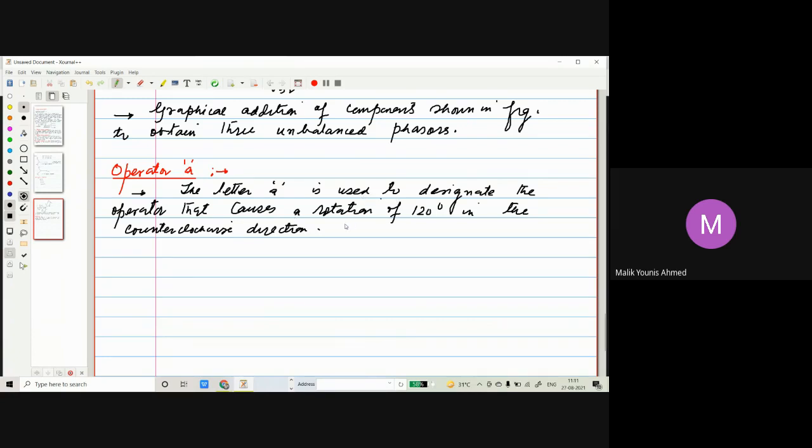Such an operator, so this is nothing but it's also an operator like J. Only difference here is it rotates the phasor by an angle of 120 degrees. Which direction? In a counterclockwise direction. So such an operator will also be a complex quantity, a complex number like J, having a real and imaginary part.